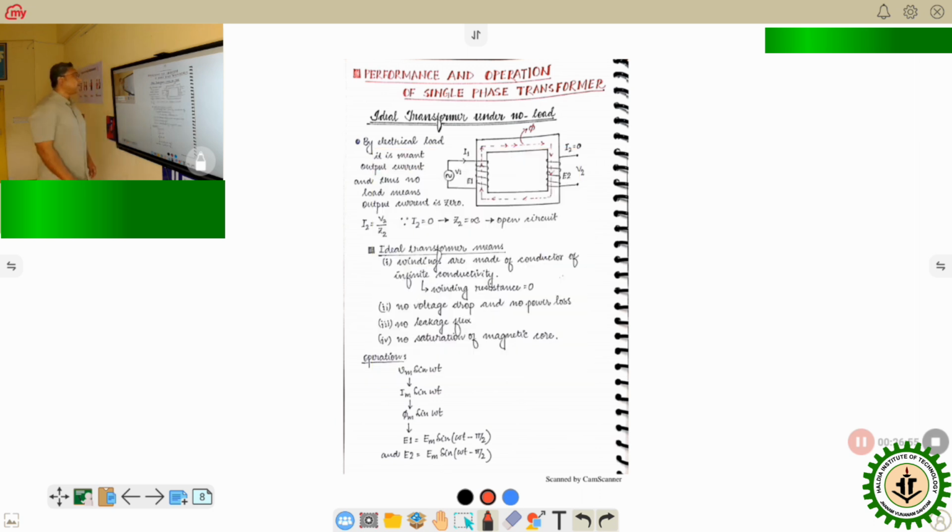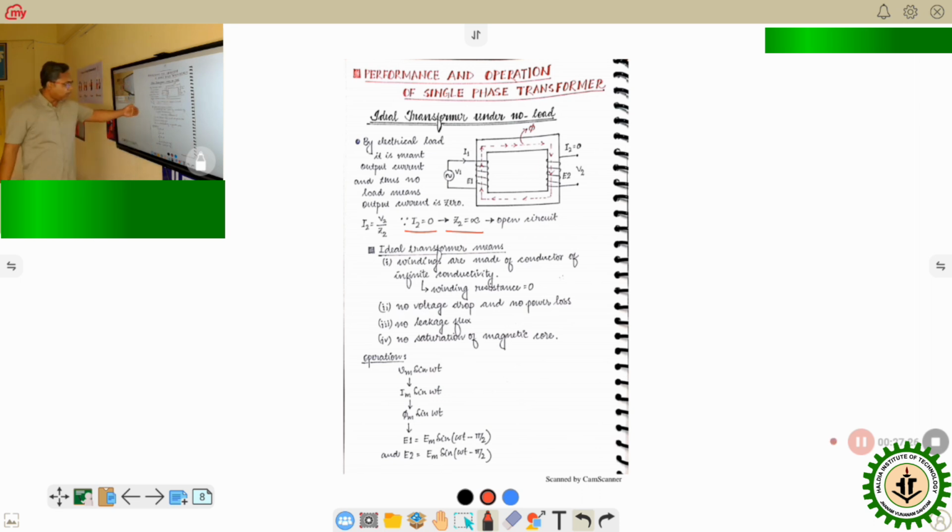Okay. So by electrical load, it meant that output current is zero, no current is coming at the output. So that is why I have written that. We need to understand that I2 is equal to V2 by impedance. If I2 is zero, impedance is infinite. Students, please note that output current is zero means impedance is infinite. Infinite means it is open circuit.